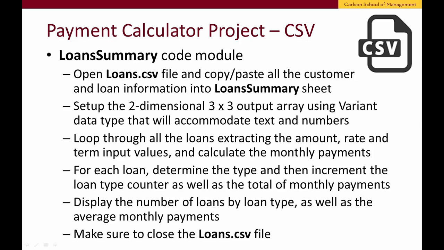We then loop through each of the rows, which means each of the different loans, calculate the appropriate monthly payment that we've done a million times so far, increment the counter for the three different loan types in an attempt to count how many different loan types there are, and then accumulate the values of monthly payments for each of those as well. At the end, we display the number of loans in each category, and you'll see there's only a couple of them: mortgages, auto loans, and other, and then calculate the average monthly payment per category, and then we close the CSV file at the end.